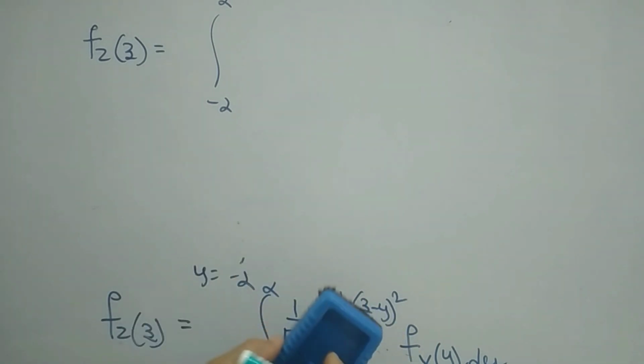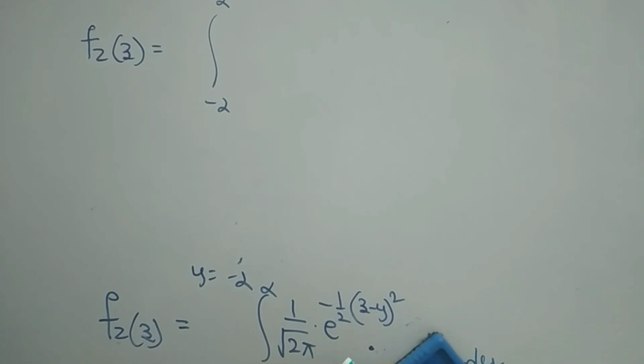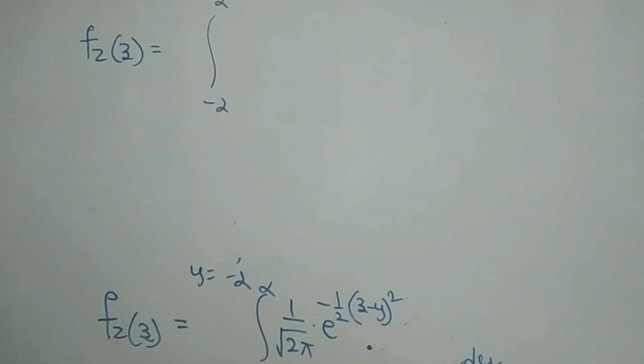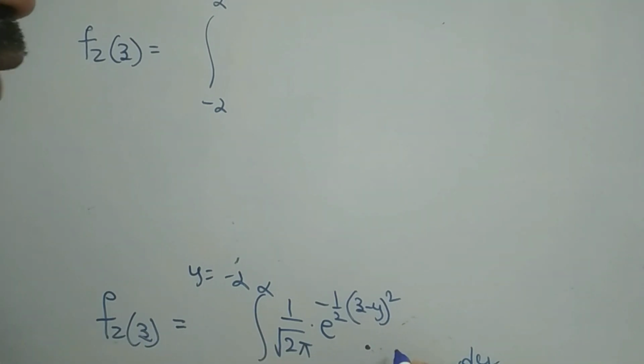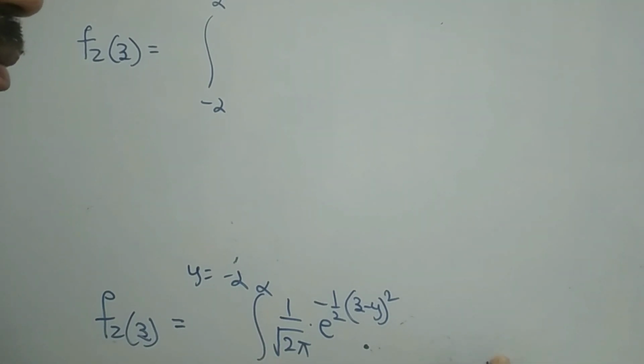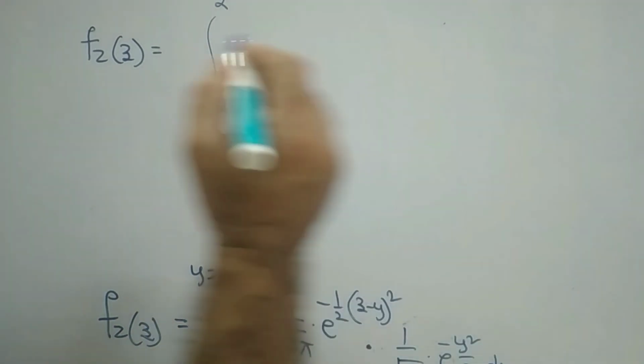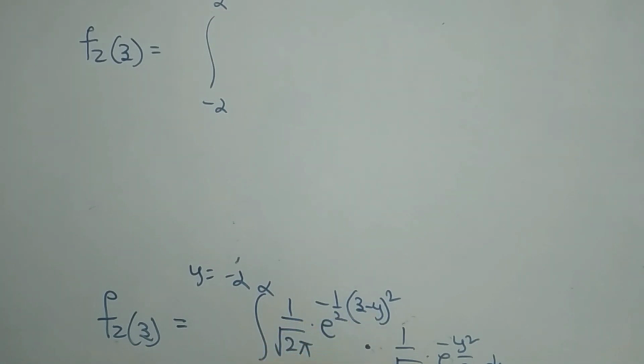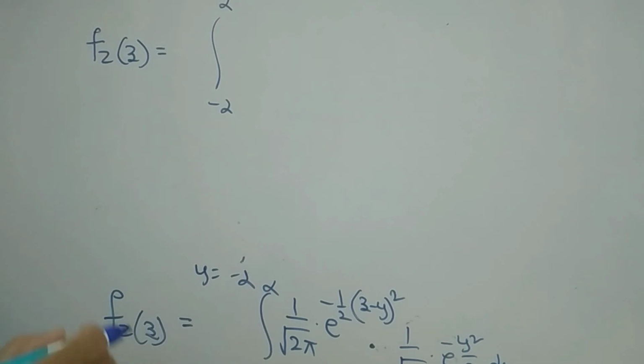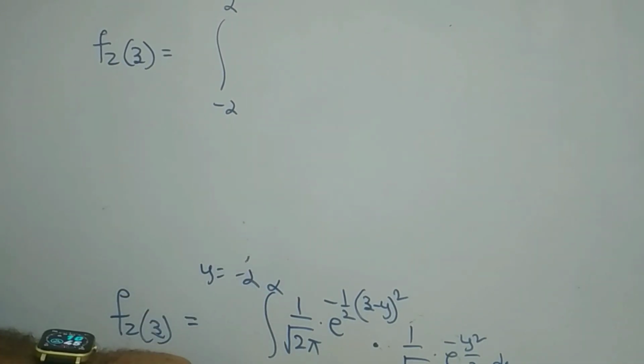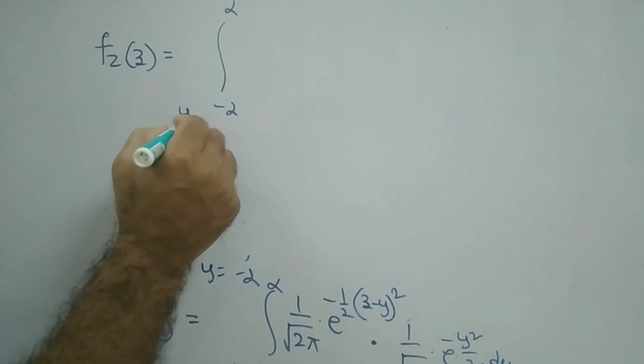Here, in place of f of y, you can write the corresponding PDF also. What is the corresponding PDF? It is 1 by root 2 pi into e power minus y square by 2. Yes, that is the corresponding one. F of y is nothing but this PDF. Now, the next step is f of z equal to the integral from minus infinity to plus infinity, dy.